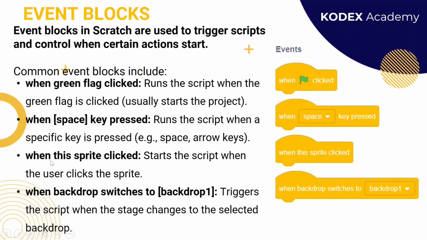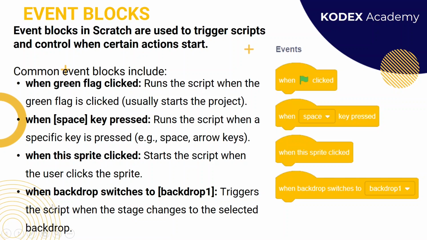Now the next one is when this sprite clicked. Here you can give a beautiful animation whenever you click any sprite, and on the basis of that your script will start. Suppose you choose multiple sprites in your program, and choose when a particular sprite is clicked, then only this game is going to start. You can manage your event so that only when this particular sprite is clicked will your event start, otherwise it will stop. So on the basis of that you can manage your event with the help of this event block.